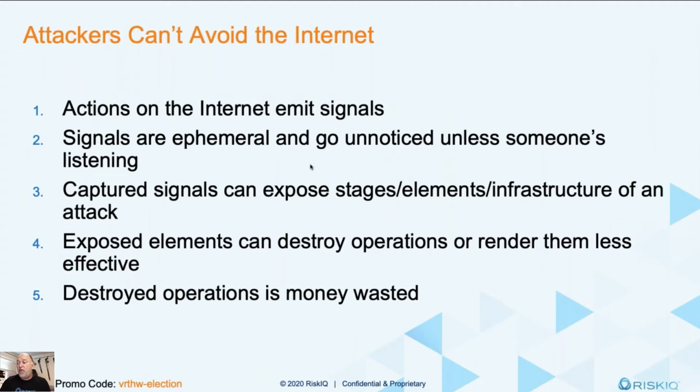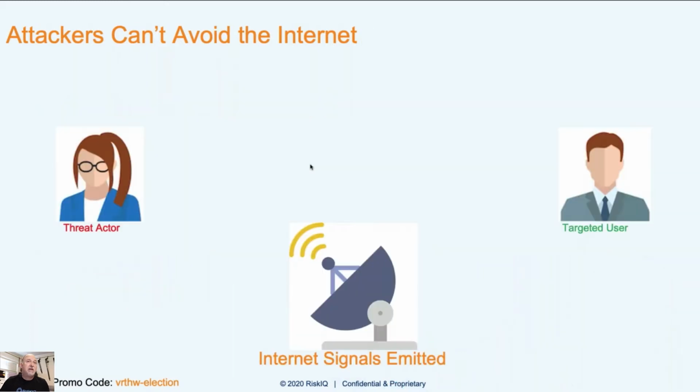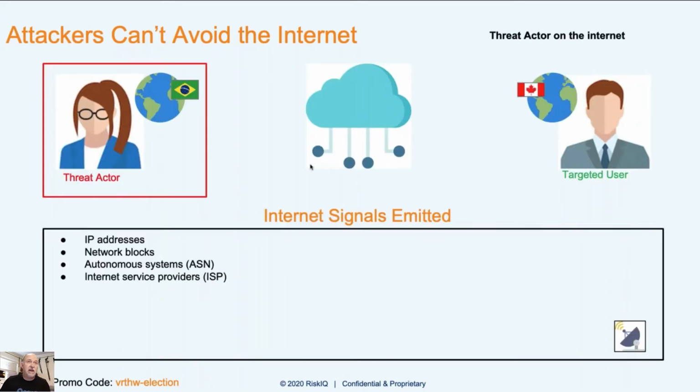So the cool thing is that we all play on the same battlefield. So everybody emits signals. And what RiskIQ is doing is collecting those signals. And because we have those signals, we're able then to make assertions and link things together so that we can find out all the information, what's happening. So when you think about a threat actor, we have a threat actor and we have a targeted user. So the threat actor, let's say that they're in Brazil. When they connect to the internet, there's IP addresses, network blocks, autonomous system numbers, internet service providers.